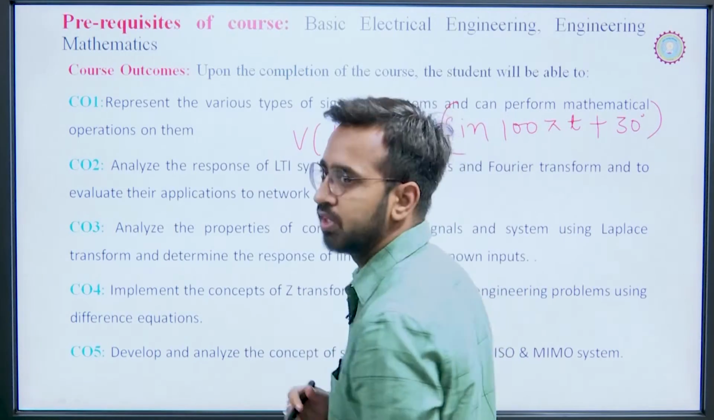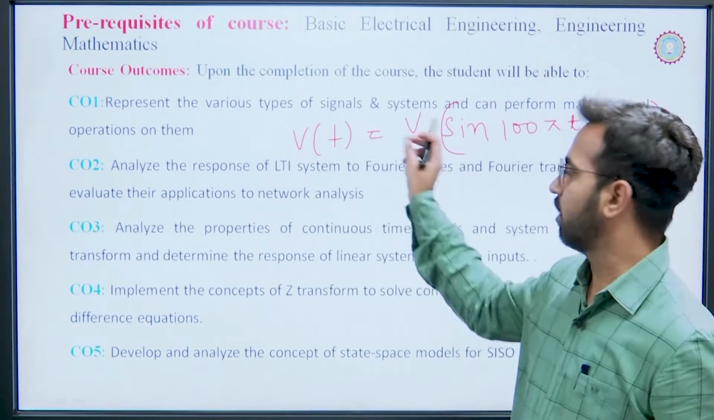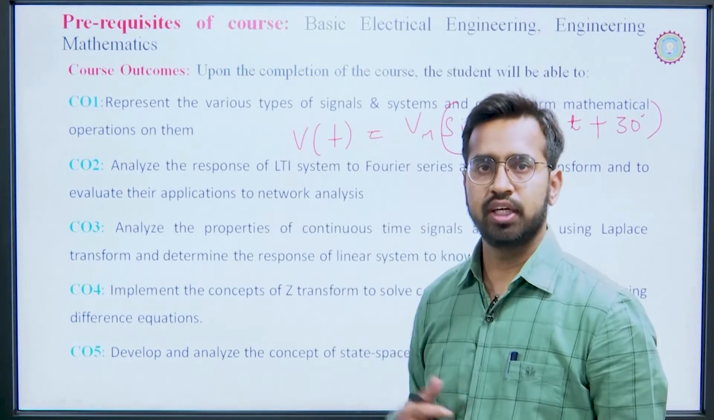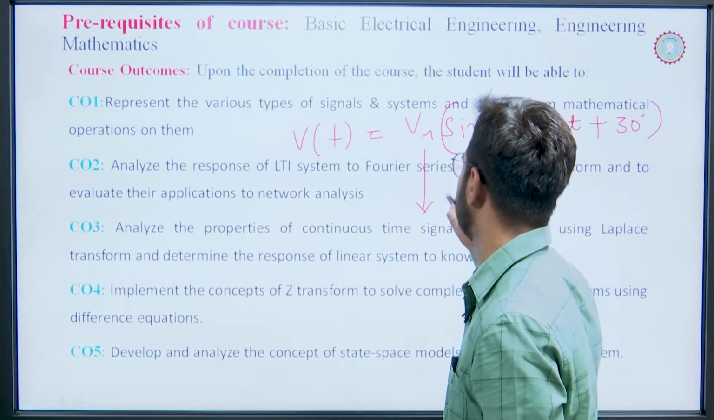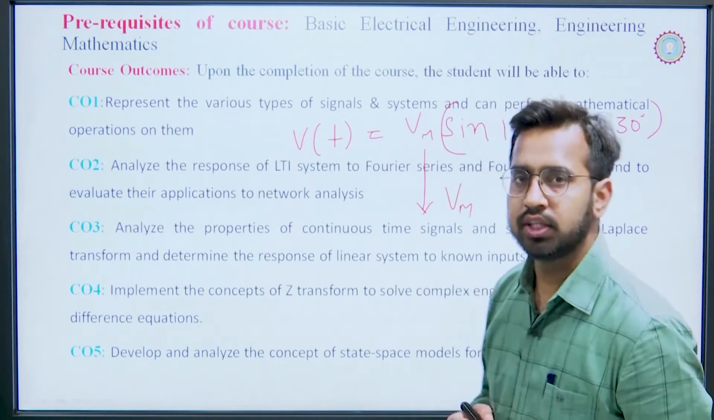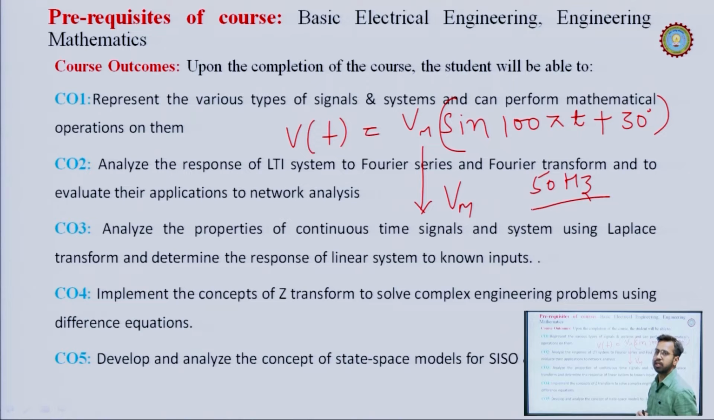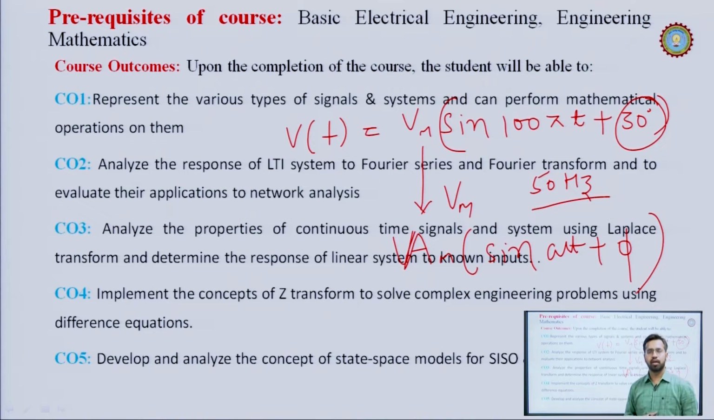If I write a signal like this, you must know what the different components in this equation represent. For example, if I ask what the amplitude of this signal is, you can tell the amplitude is Vm. If I ask what the frequency is, we can say it is 50 hertz. Similarly, if someone asks for the lead or lag angle, we can say this is the angle. The basic form is Am sin(ωt + φ), where φ is the angle of lead or lag, ω represents frequency, and Am is the amplitude.